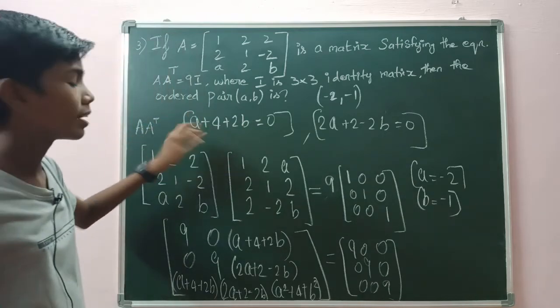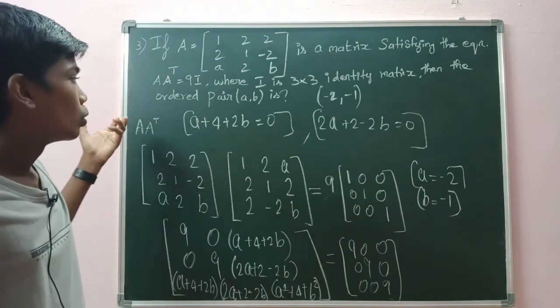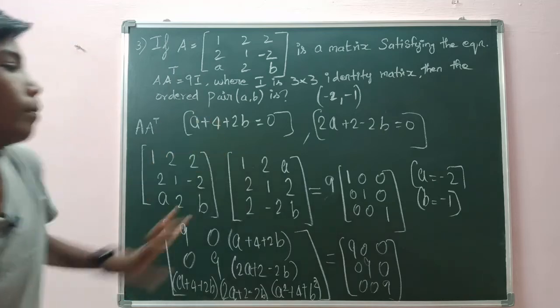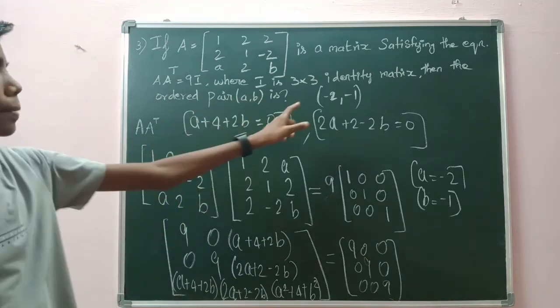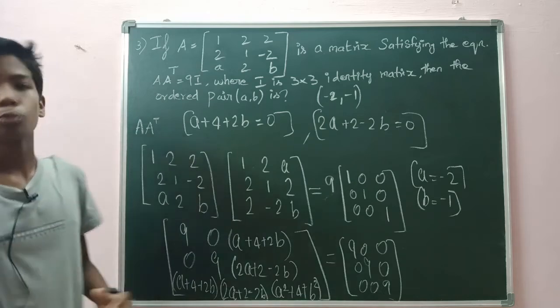Minus 2 plus 4 is what? Minus 2 plus 4 is 2. So 2, yeah, correct. B is minus 1, A is minus 2. So the ordered pair is minus 2 comma minus 1. That's all. Let us move on to the next one.